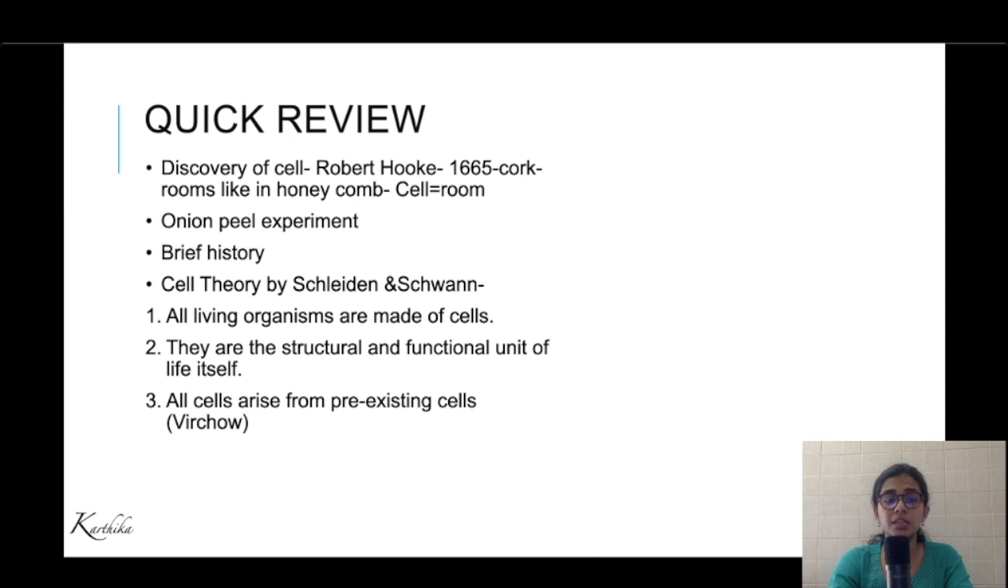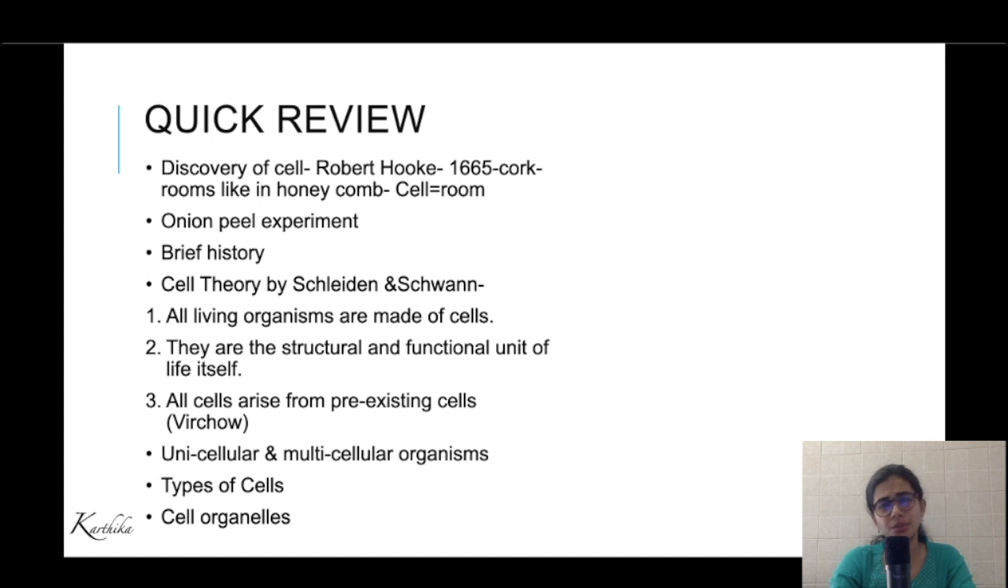Then we learned about unicellular and multicellular organisms. We looked at different types of cells, different examples of both these types of organisms, and got a basic intro about the significance of cell organelles. So in the next class, we learn about the different cell organelles. We'll get into that. Okay, so for now only this much.